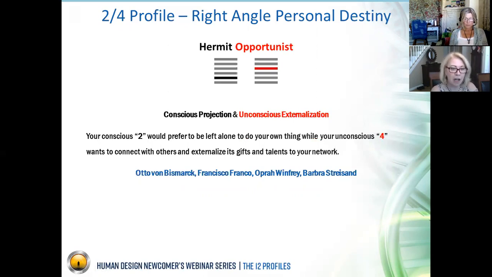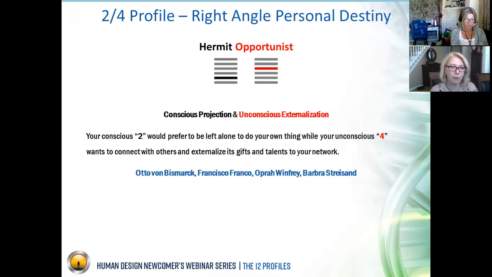Famous 2/4s: Otto von Bismarck, Francisco Franco, Oprah Winfrey, and Barbra Streisand. So the 2/4 is the naturally gifted and talented, projecting out who they are, and needs to be called out by their network. Again, the Rolodex that Lynette was talking about is very, very important to the 2/4.